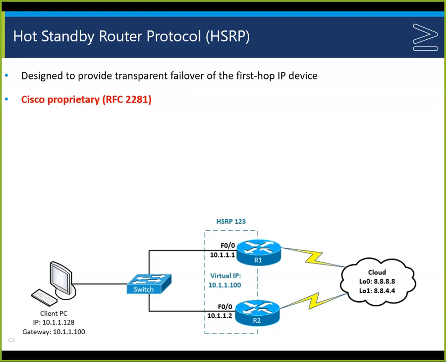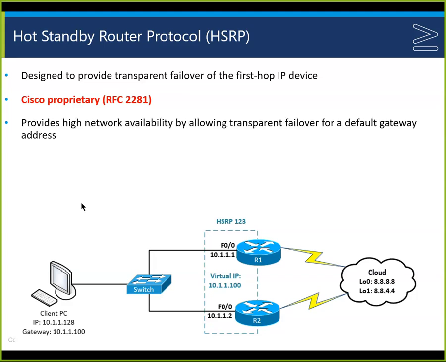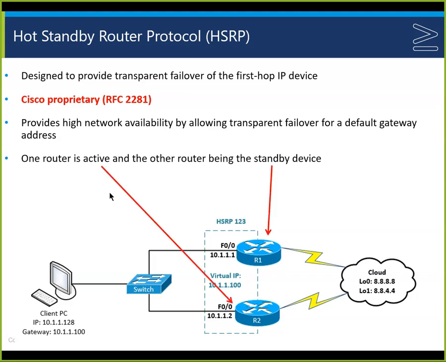Cisco proprietary, and the RFC 2281. High network availability, transparent failover for a default gateway address. We configure them with the standby protocol. Standby, one word to take away for HSRP is standby. Standby to configure it, show standby to see it. One router is active and the other router is the standby device.